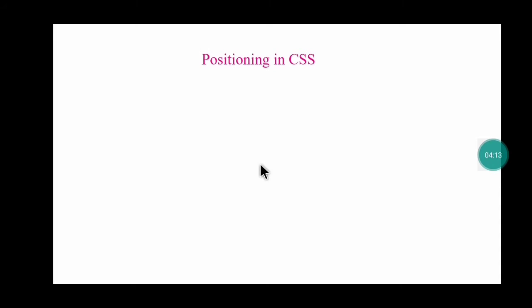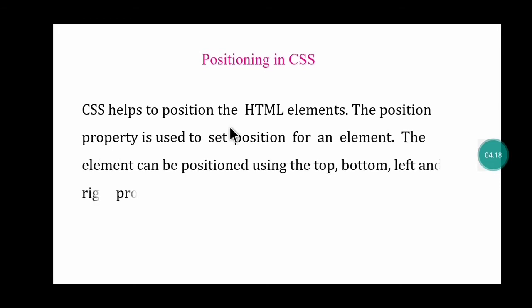Let's see positioning in CSS. Positioning means deciding the place on the web page where we are going to put the elements. Once you decide the place where you are going to put the elements, that is called the position. I want some element on top, some element at the bottom, some element on the left side, some element on the right side. So CSS helps to position the HTML element. The position property is used to set the position for an element, and the element can be positioned using the top, bottom, left and right properties.